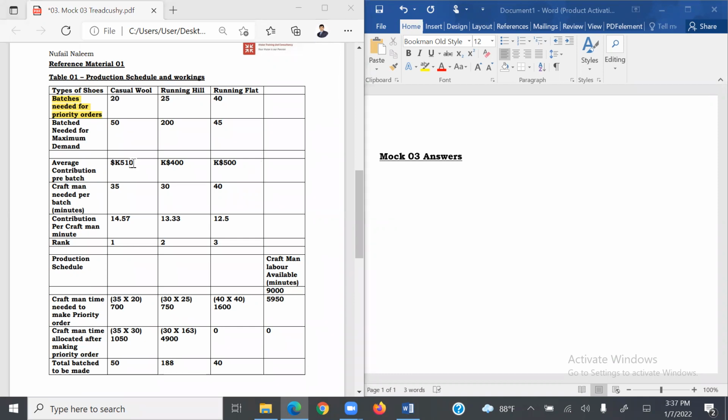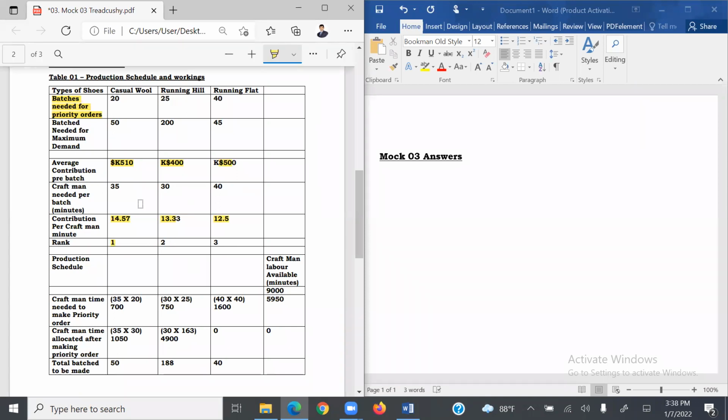Average contribution 510, 400, and 500. So this is how the average contribution works out. Craftsman needed per batch 35, 30, 40. So effectively contribution per craftsman is 14.47, 13.33, 12.5. As per the ranking based on the evaluation, they have ranked casual wood as number 1, running shoe as number 2, and the running flat as number 3.